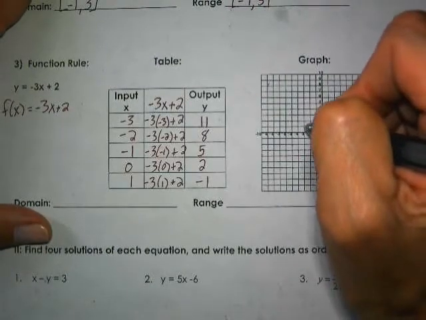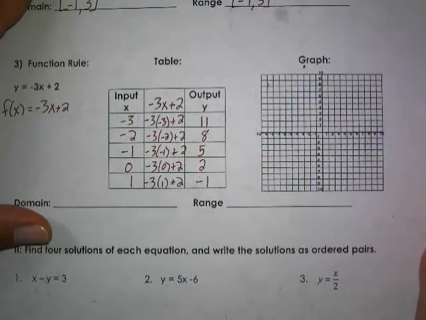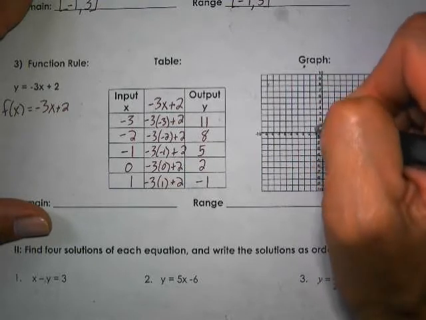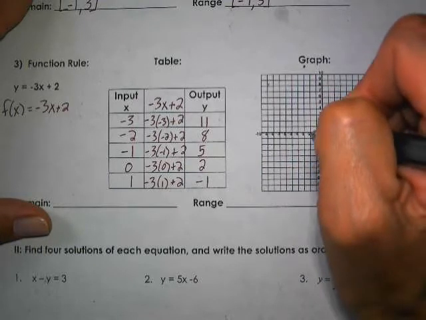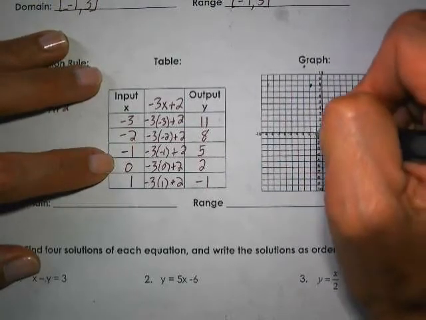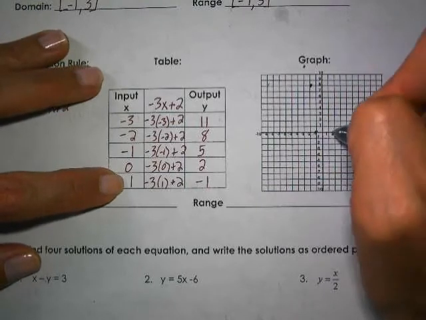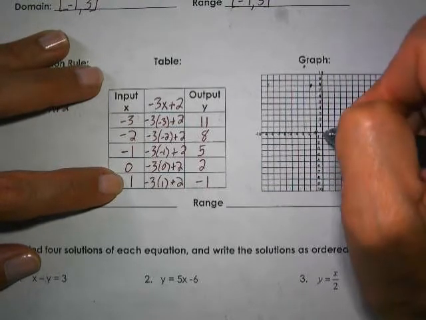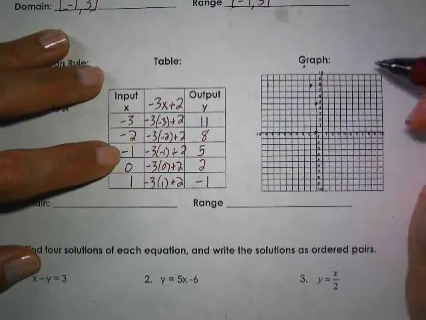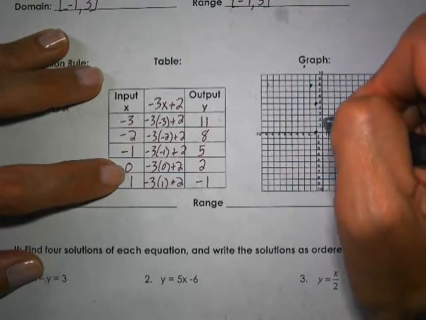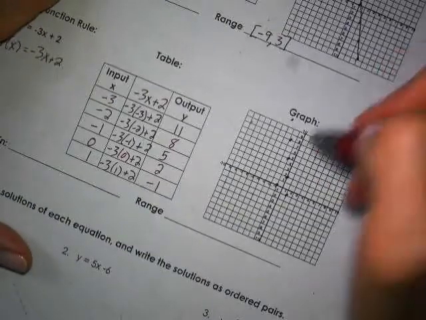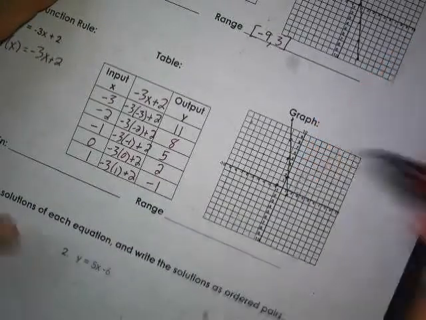-3, 11, look at that, actually off the graph. -2, 8. -1, 5. 0, 2, so that point there is wrong. And then 1, -1. There we go.